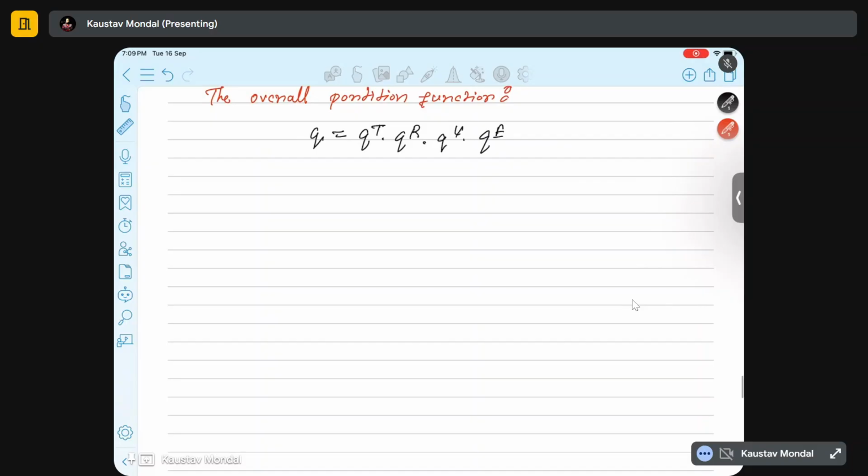So how does it look? Translational, we know it looks like this. We trapped a non-interacting gas molecule inside a 3D box, and from that problem we derived the expression of the translational partition function, right? For a 3D system it looks like V by lambda cubed, where lambda is the thermal wavelength and V is the volume of the enclosure.